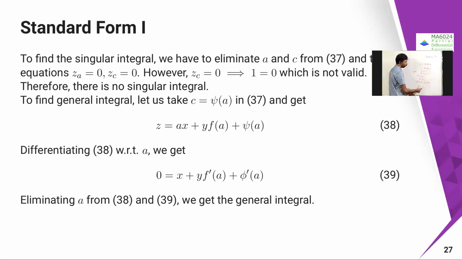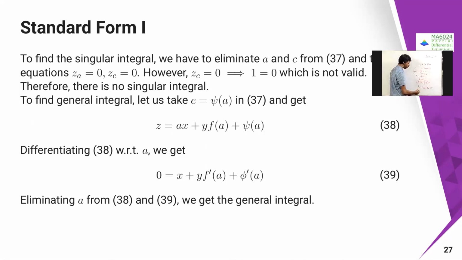Okay, so Zc equal to 0 implies that you are going to get 1 equal to 0, because Zc is going to be 1. So 1 equal to 0 is not valid. So Zc equal to 0 you cannot take, because it is not valid for this one. Therefore, there is no singular integral for this problem. Okay, Zc equal to 0 is not going to be there. Therefore, no singular integral for this problem.